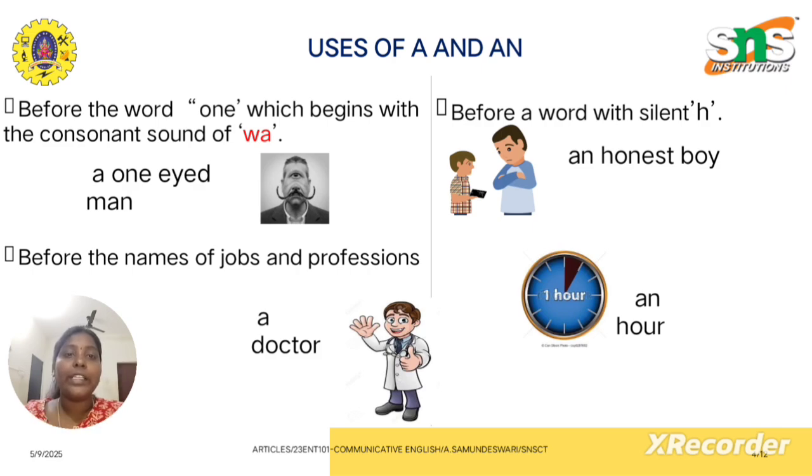that. And the next thing is that you can place the article a before the names of jobs and professions: a doctor, a carpenter, an engineer. Before a word with a silent h, you can place the article an. So like this you can use a and an.